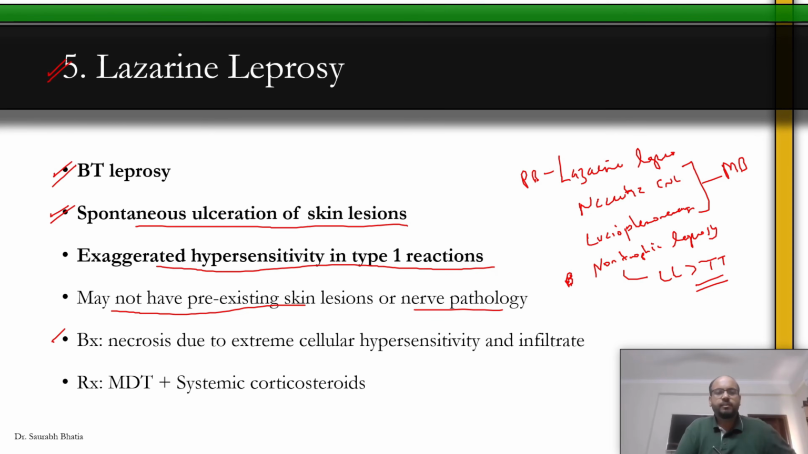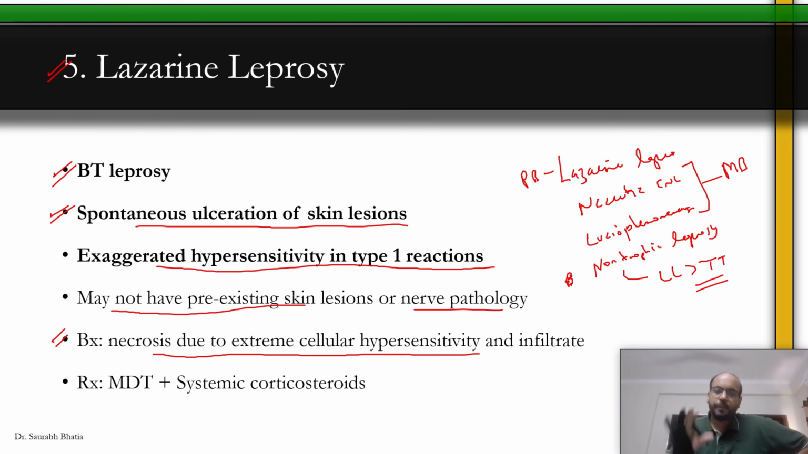Okay, so these are the differentials of ulcerations in leprosy. If you do a biopsy from the ulcers, you will see necrosis due to extreme cellular hypersensitivity. What do we mean by that? That means there will be extensive lymphocytic and neutrophilic infiltration around the ulcers. The biopsy looks exactly the same as you see in any kind of ulcers, but you do a special stain and you will be able to find AFB.